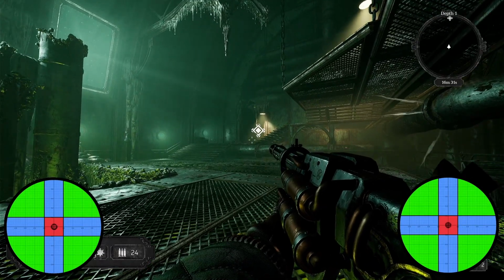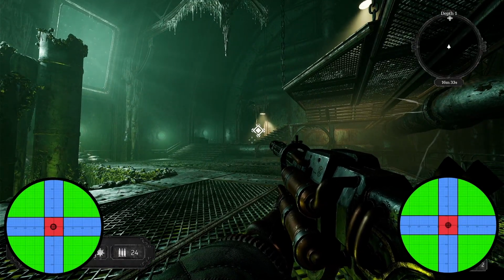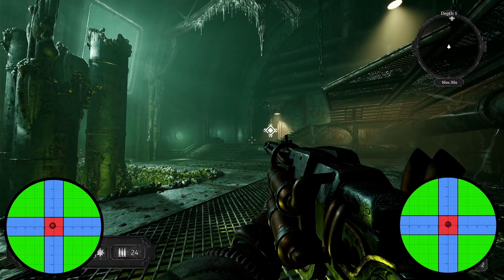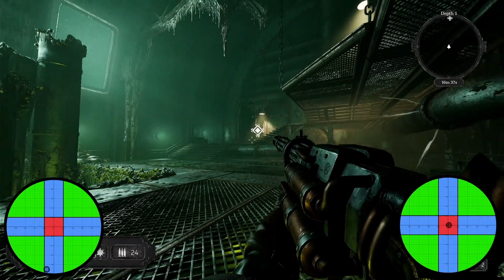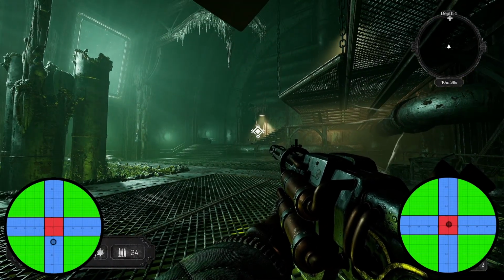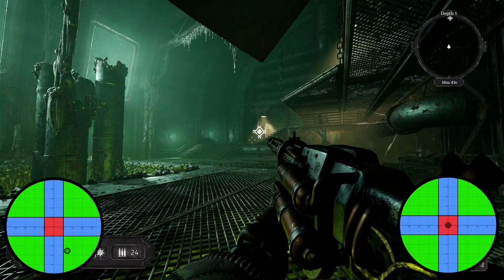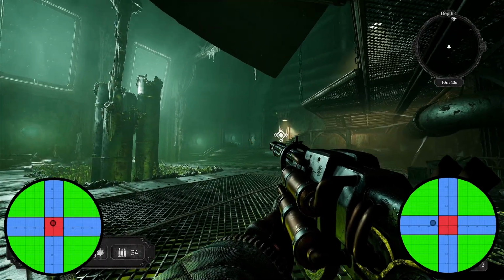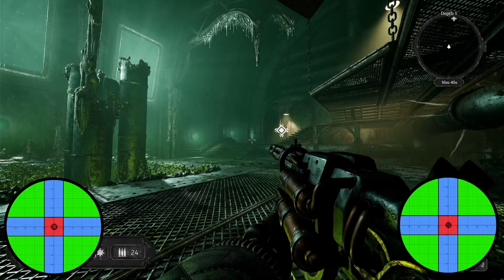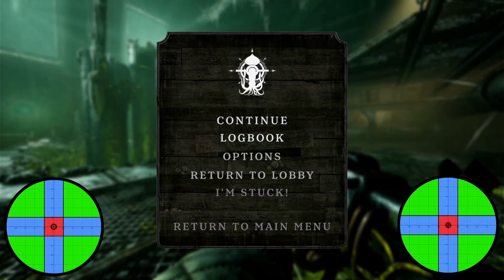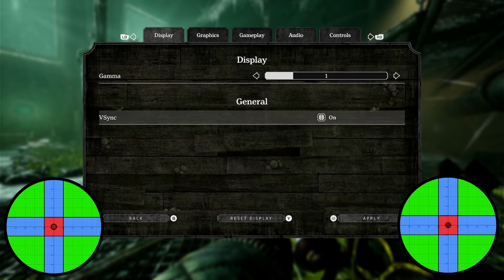There is aim assist in this game, but ideally you shouldn't need to use it. The controls can be improved so that it's very easy to make all the adjustments you need to play the game. One big credit I'd like to give is adding a VSync toggle.